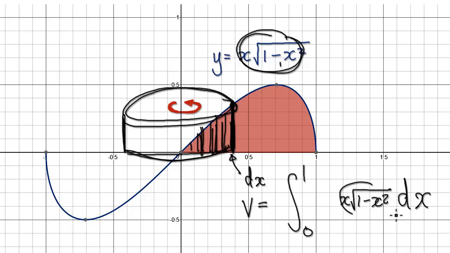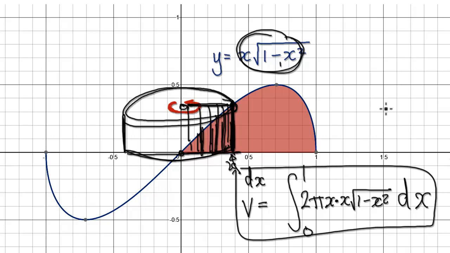So once we've got the height, we need to 2 pi r. R is this radius here, which happens to be x. So we're moving along here. The distance from here to here is given by x. So we need x in here. So the volume is given by this thing here.